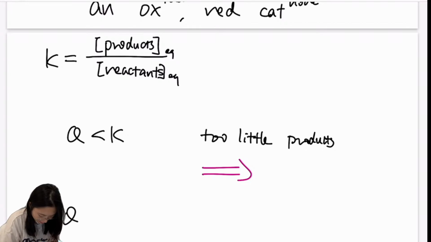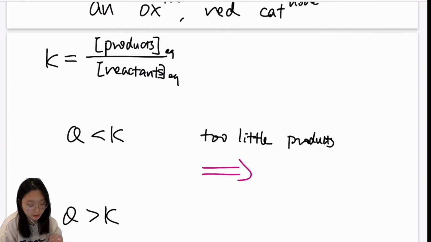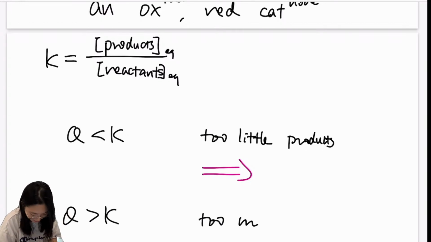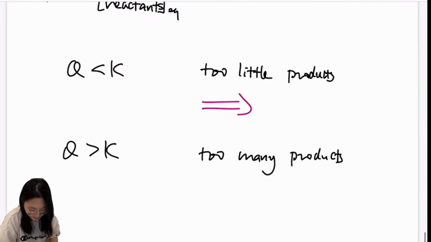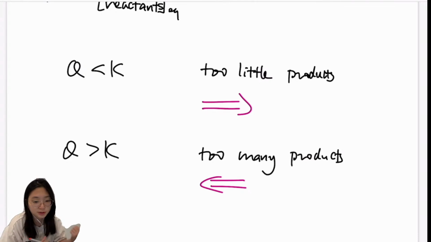And if Q is greater than K, it means compared to equilibrium, I have too many products, too little reactants. To regain the equilibrium, the system should shift toward the left, or toward the reactant side.